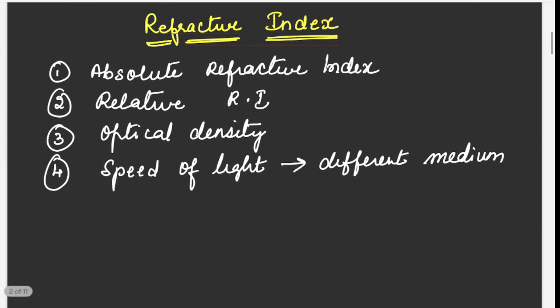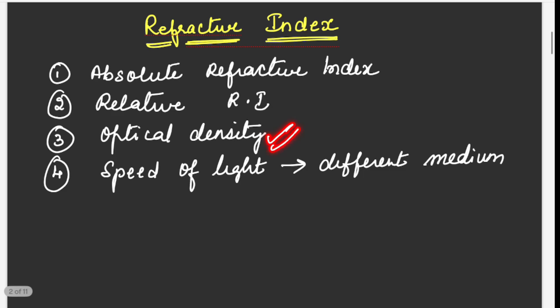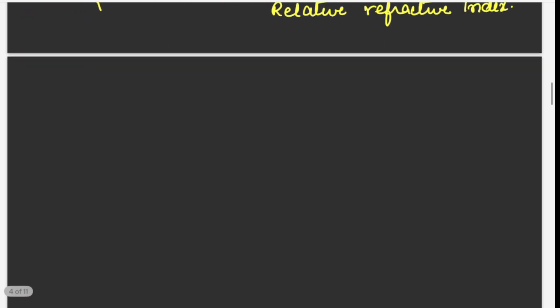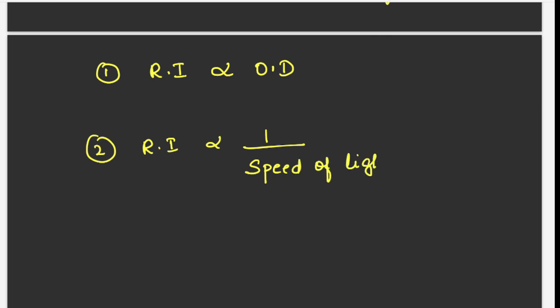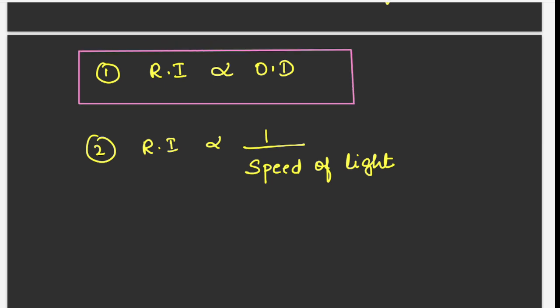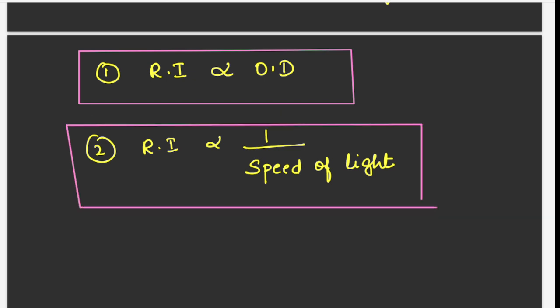So is that clear? Now we are going for the third concept, which is called optical density. Optical density means that in a medium, if the optical density value is more, the speed of light will reduce in that medium. So how we relate is: first, refractive index is directly proportional to optical density. Second, refractive index is inversely proportional to the speed of light in that medium. These two relations are very important.